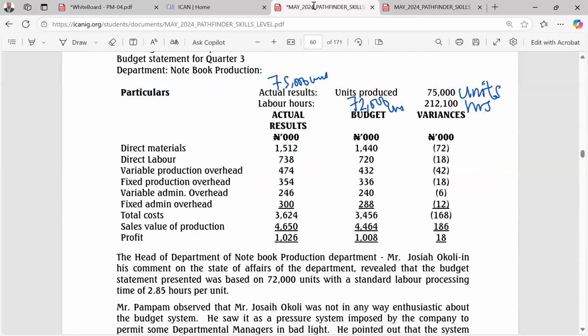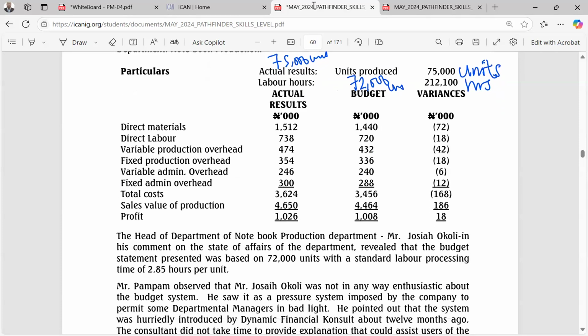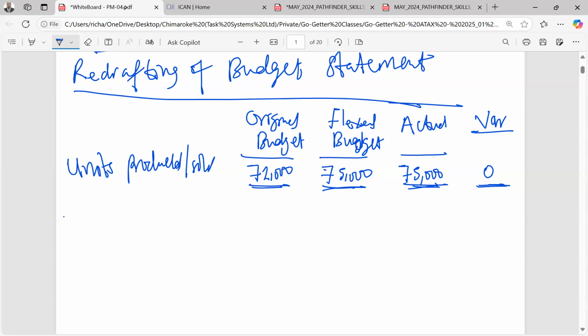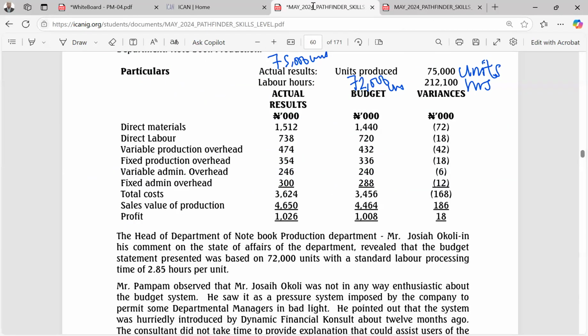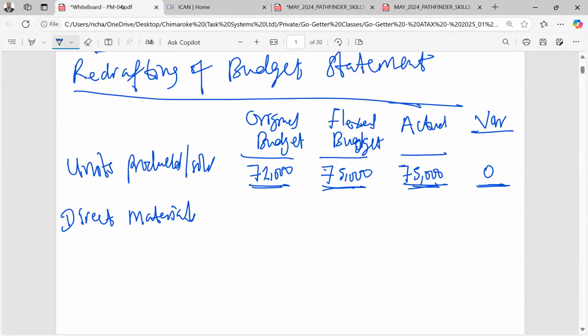What's the next thing? Let's look at direct materials. We take them the way it is. Direct materials. Now, in the case of actuals, we have 1512. Sorry. Remember here, I will need to put the Naira sign.